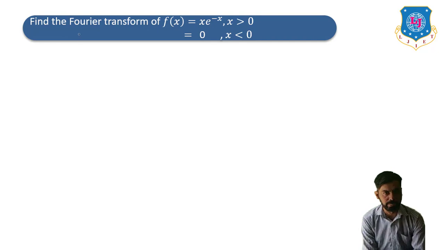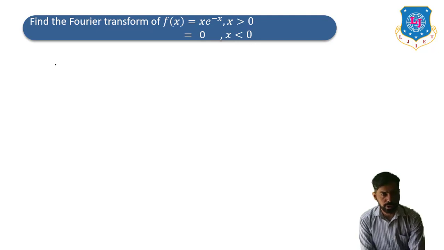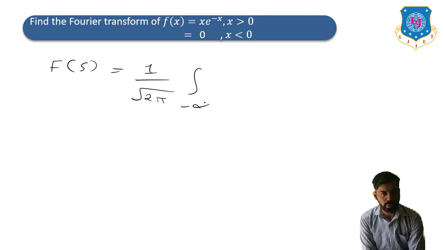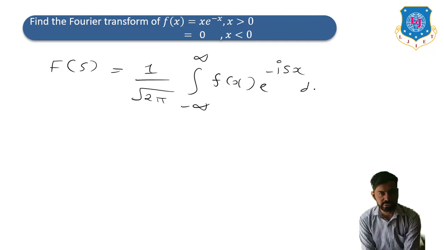First example: find the Fourier transform of function f of x which is equal to x into e raised to minus x for x greater than 0, and it is 0 for x less than 0. So we know the formula of Fourier transform. F of s is equal to 1 over square root of 2 pi, integration from minus infinite to plus infinite, f of x into e raised to minus i s x dx.